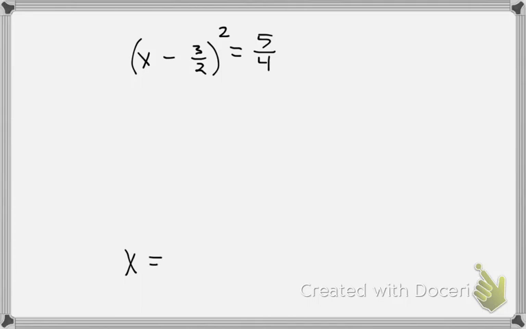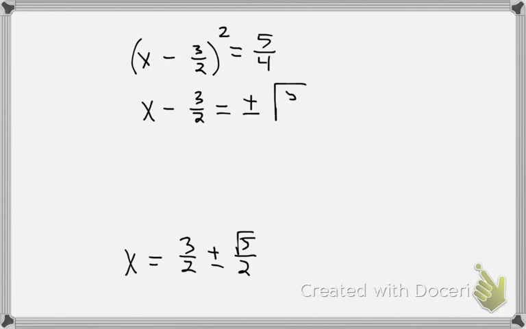So from here, x would be 3/2 plus or minus root 5 over 2. Ta-da! All right, all right, all right. Square root property, x minus 3/2 equals what? You tell me. Busted. Plus or minus. That's given.